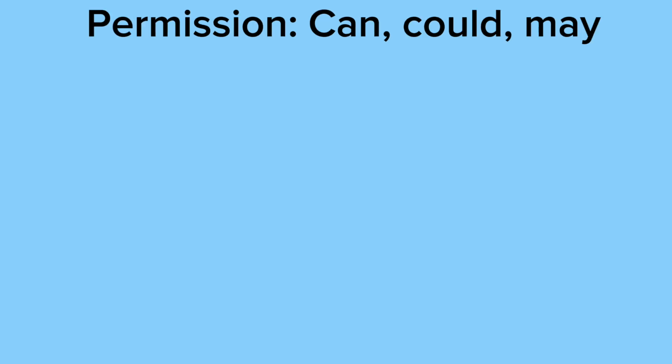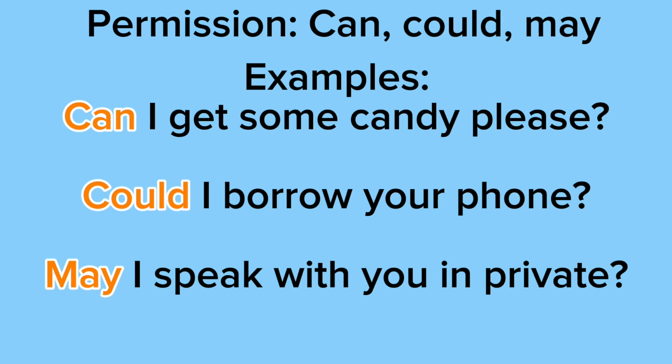Lastly, we have our modal verbs of permission: can, could, and may. Example 1 says, can I get some candy, please? So I'm asking permission. Can I get the candy? So the modal verb is can, and the main verb is get.